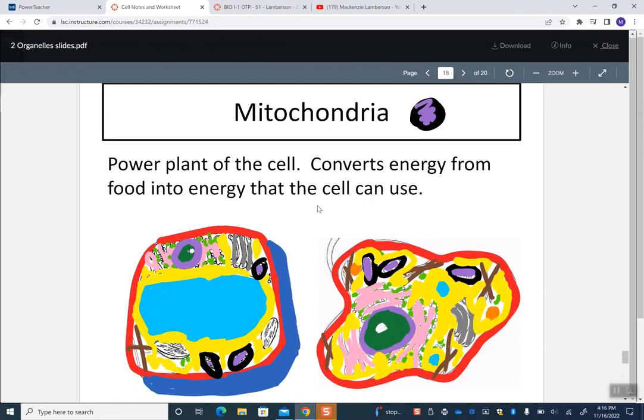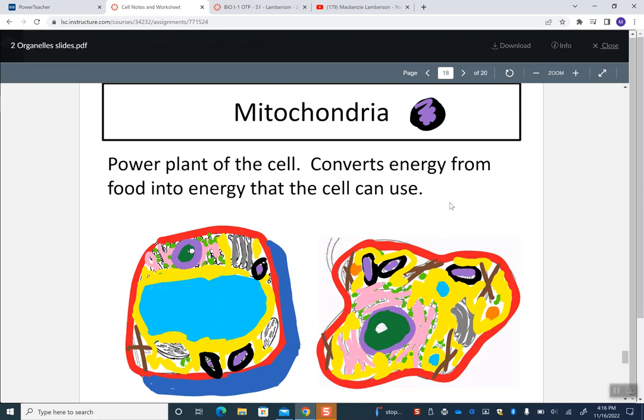Now we have the ever popular mitochondria. So mitochondria is the powerhouse of the cell. So this is where the cells get their energy, and I did the mitochondria in black with purple in the middle because they kind of have these folds on the inside. So you can see they're both in plant cells and animal cells.